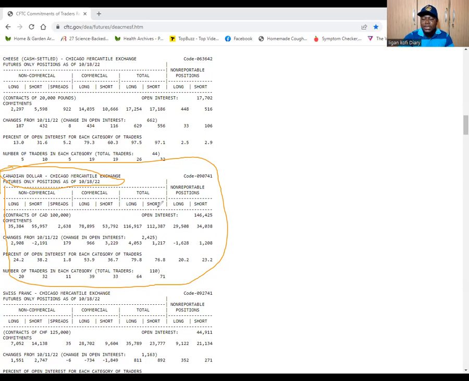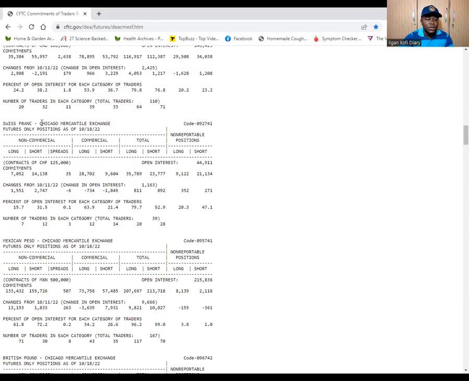The banks and institutions who are trading the Canadian dollar, this is the information they provide. But it will make sense very soon as we continue. So this is on CAD. They also give us information on the Swiss franc, which is also here. They give us the Mexican peso. Information on that is also here.